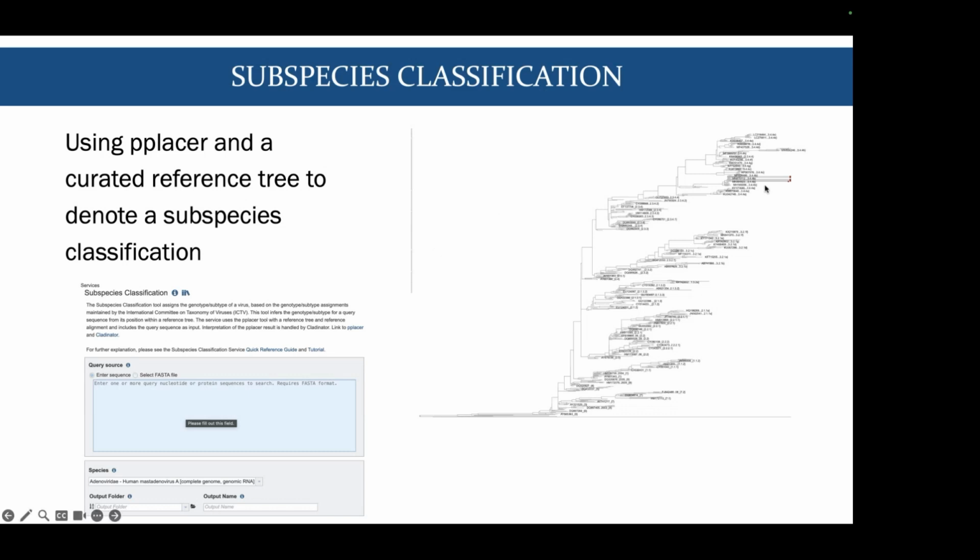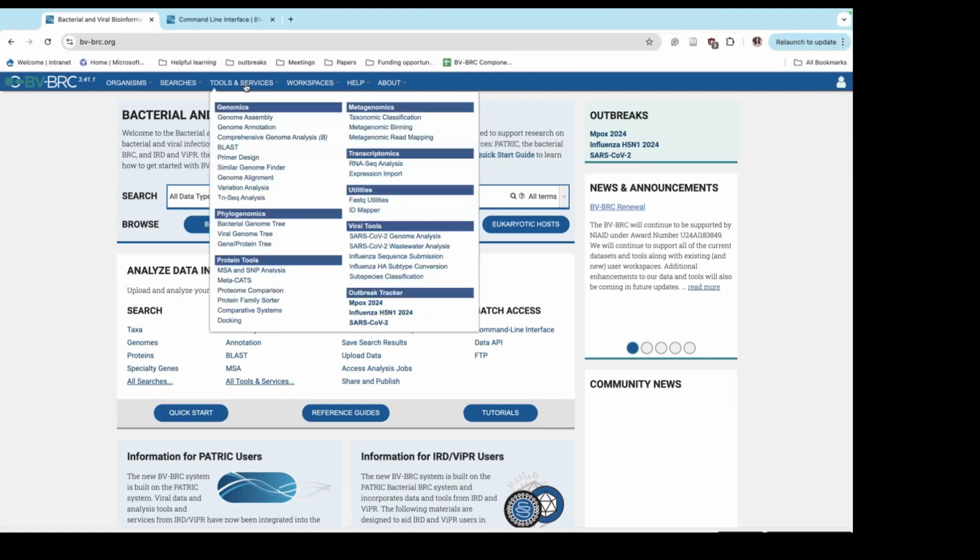classification. So you'll see on the right side of this slide an output of a subspecies classification job, which will have the target sequence where it falls on that reference tree, and then it will generate the designation for whatever virus that it is. This tool can be run on multiple sequences and is very efficient. And the one thing to note with our subspecies classification tool, as we go to our tools and services, it will be under viral tools, subspecies classification.